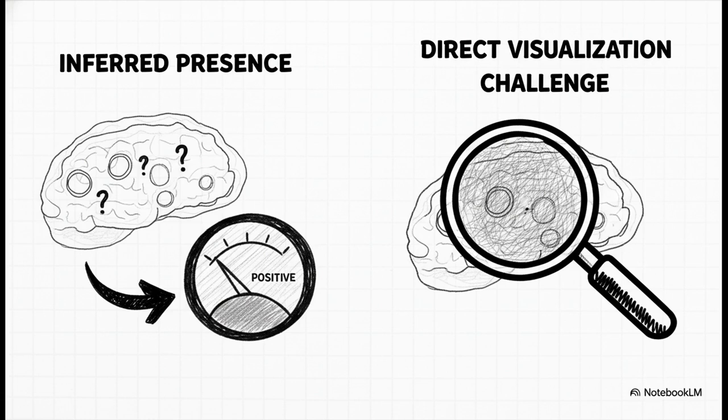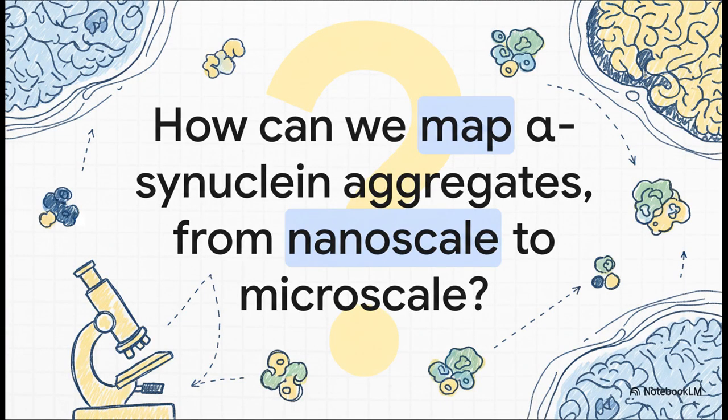And this fundamental limitation has really prevented an accurate understanding of their size distribution and how they're organized spatially within the brain. So the fundamental question this research really sought to address was this: how can we develop a method that's capable of generating large-scale quantitative maps of alpha-synuclein aggregates? Maps that span all the way from nanoscale oligomers to microscale Lewy bodies, and do it directly within the complex environment of human brain tissue.